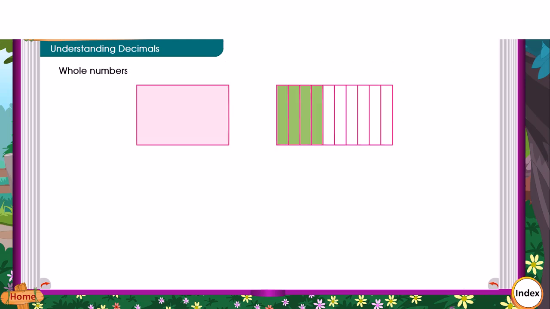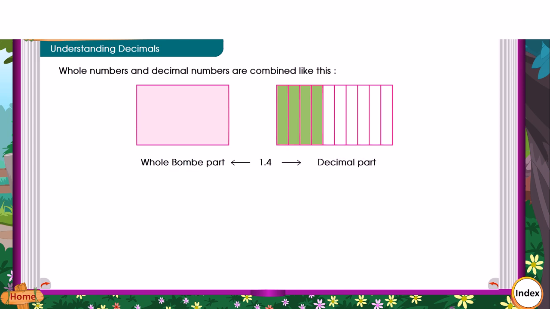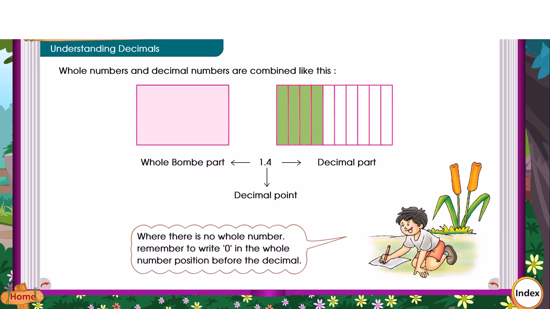Whole numbers and decimal numbers are combined like this: whole number part, decimal point, decimal part. Where there is no whole number, remember to write 0 in the whole number position before the decimal.